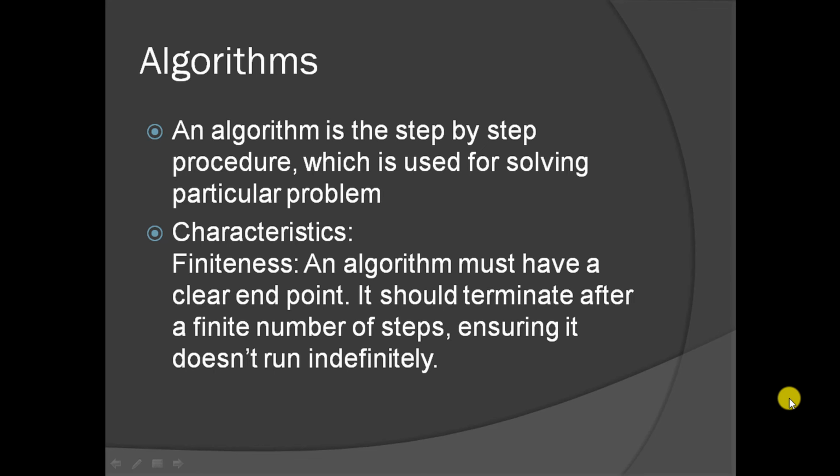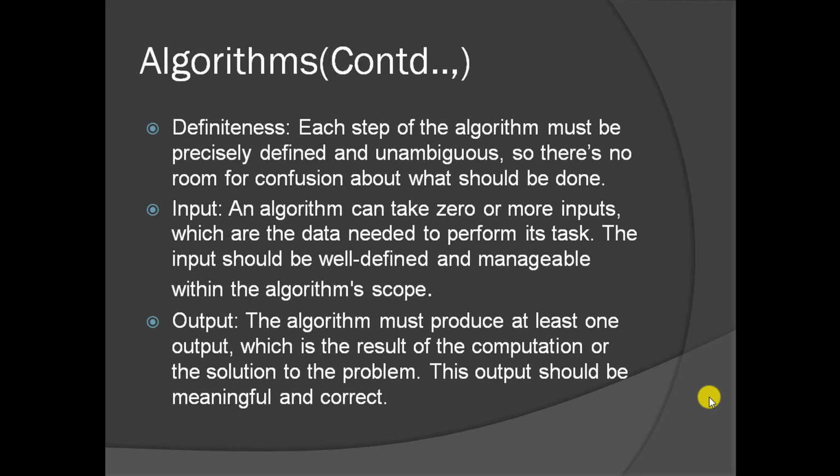So we'll see another point. The second point is definiteness. Each step of an algorithm must be precisely defined and unambiguous. So what is the meaning of unambiguous? It is clearly mentioned. Ambiguity means confusion; unambiguous means no confusion. An algorithm must be precisely defined and very clear. There is no room for confusion about what should be done. That is the meaning of definiteness. An algorithm should be clear and precise.